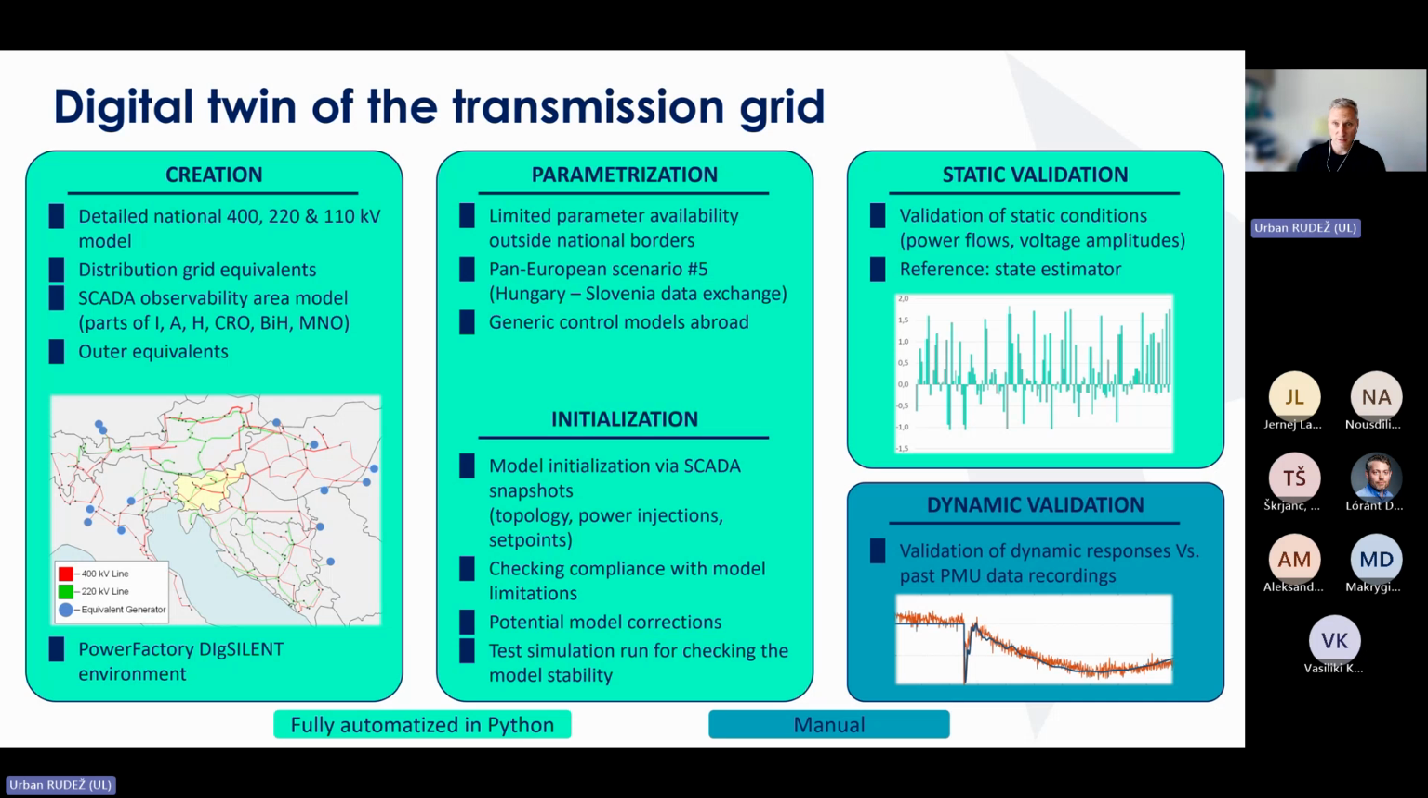The only thing which is not fully automatized is the dynamic validation of the network, and this is quite understandable, because static conditions are always present in the power system, whereas dynamic events are not. So we were not able to automatize this, because we would have to wait for any kind of faults, outages, and so on in order to get the dynamic response from the system and to validate the whole process. So this is why the dynamic validation was done in a manual way.